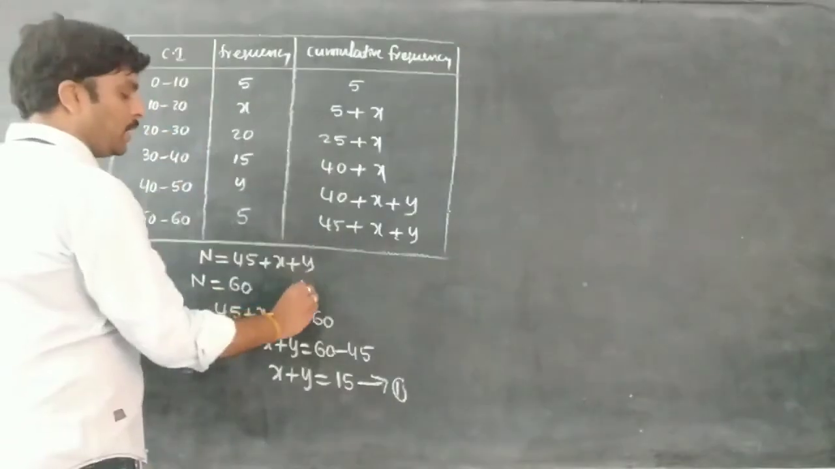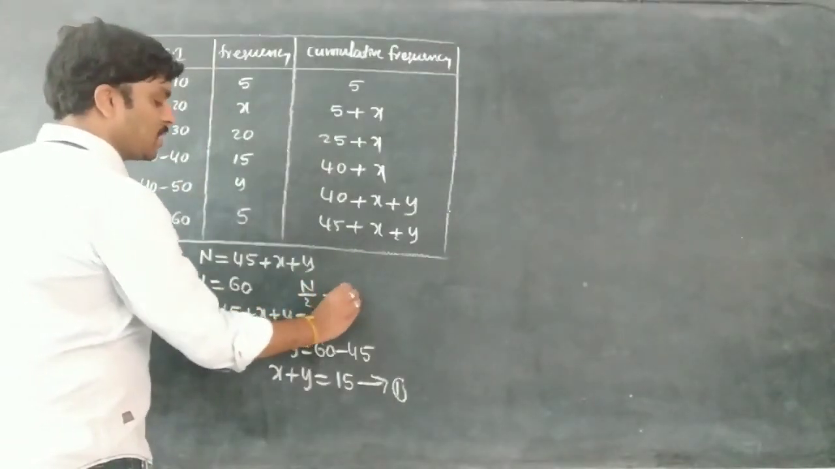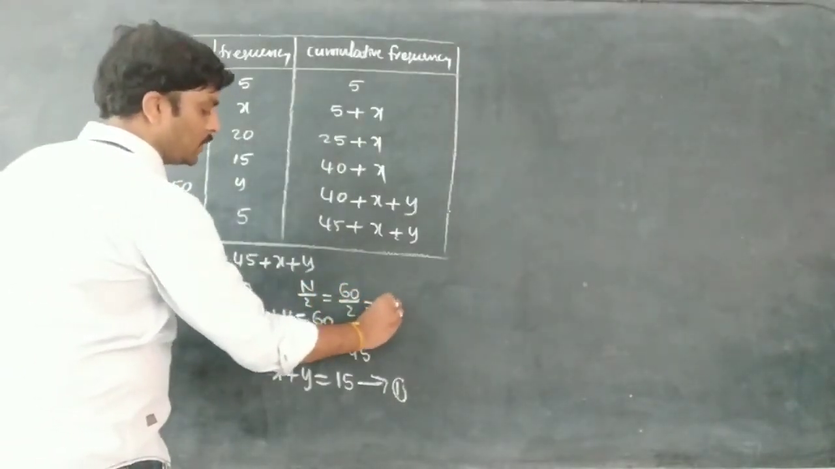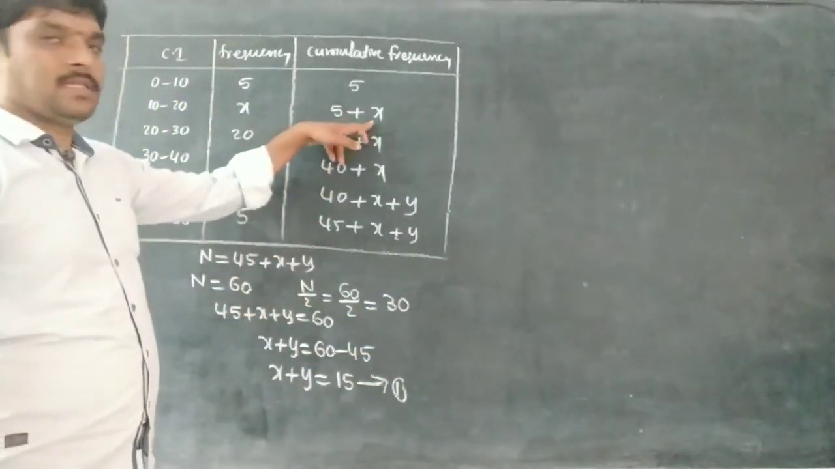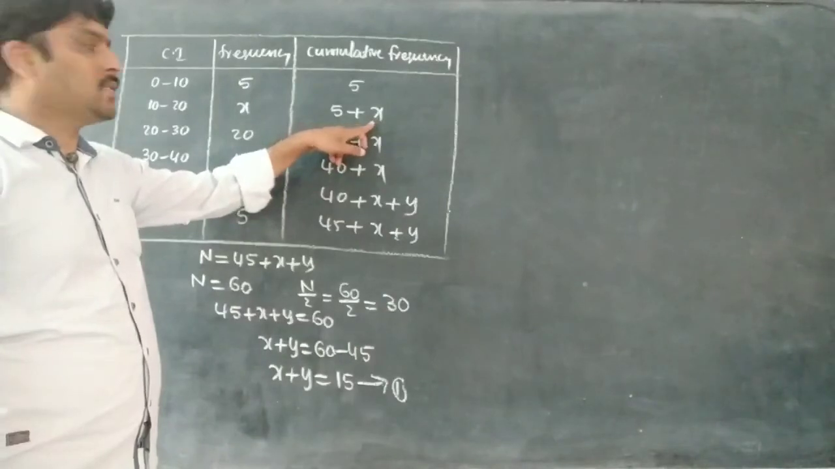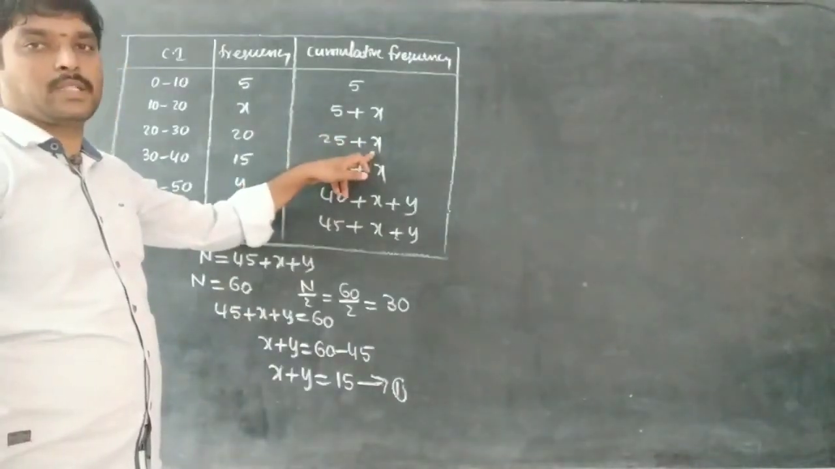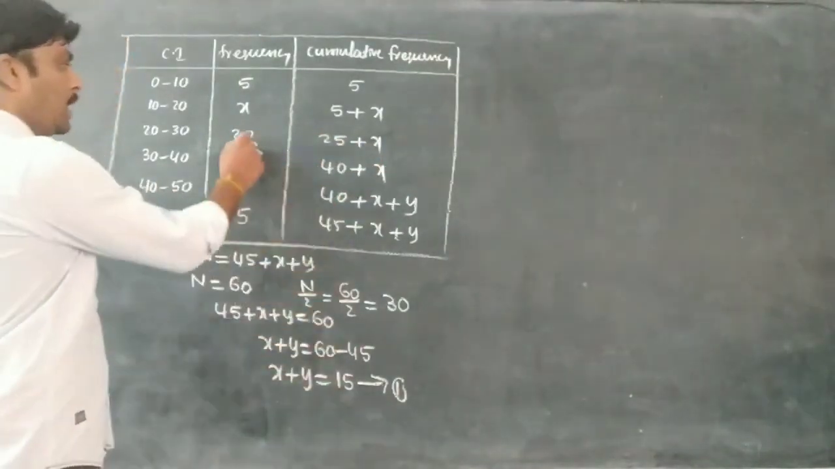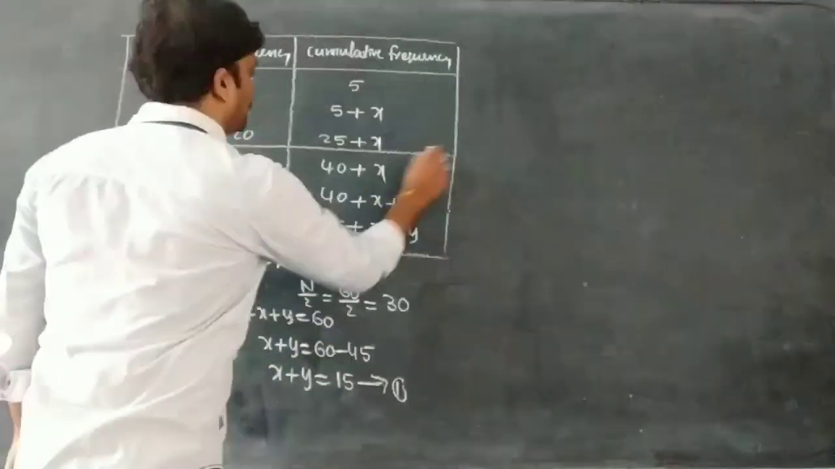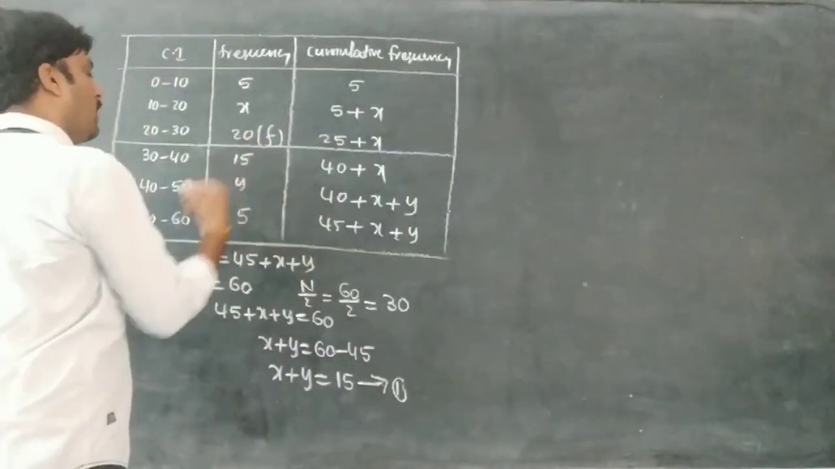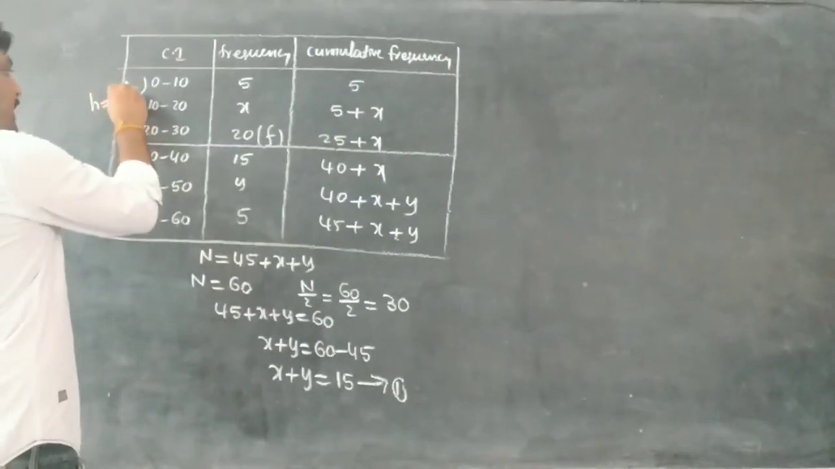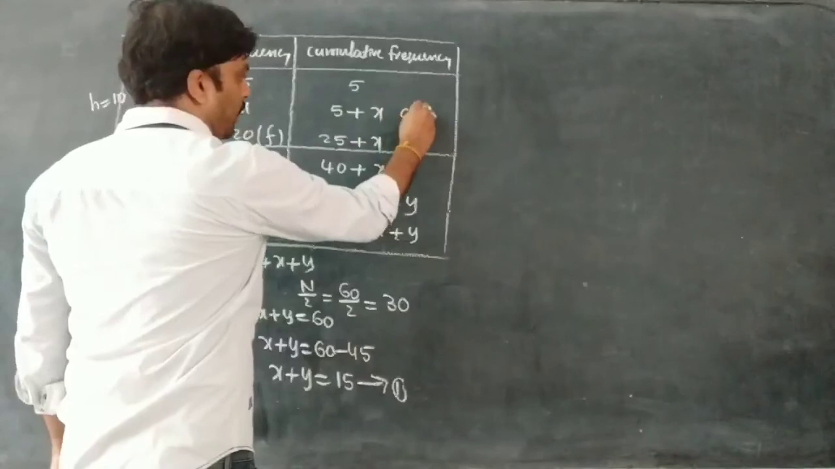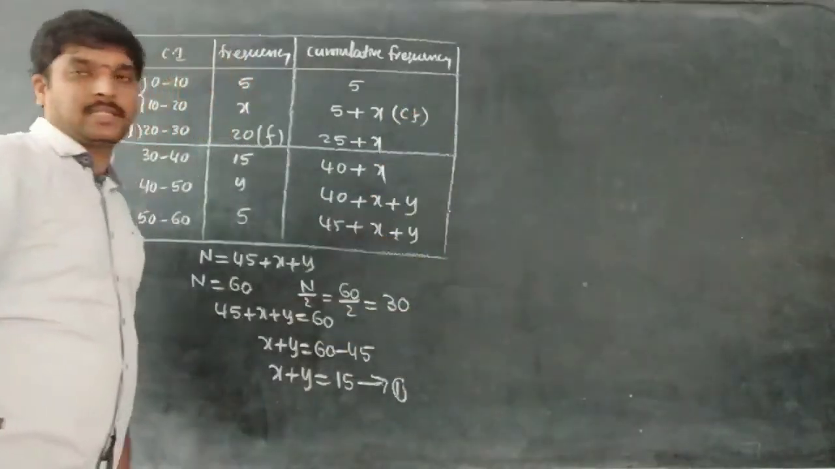And we can find n by 2. 60 by 2, that is equal to 30. Where does 30 exist? 5 plus x, it won't exist. Here 25 plus x, maximum it is possible. And the highest frequency, so underline that. Here it is the frequency of the median class. This is L. H is equal to 10. Now cumulative frequency preceding the median class.